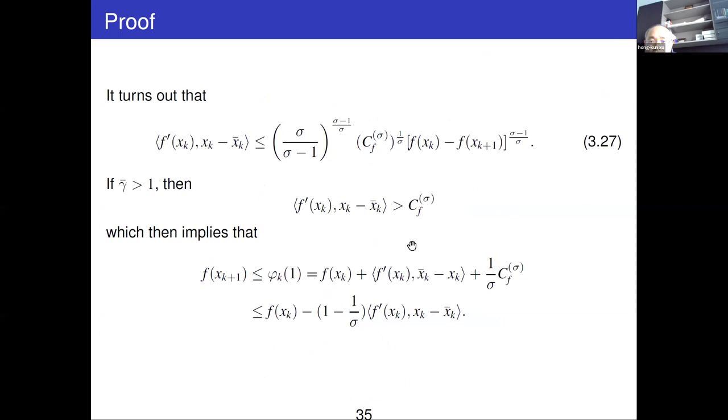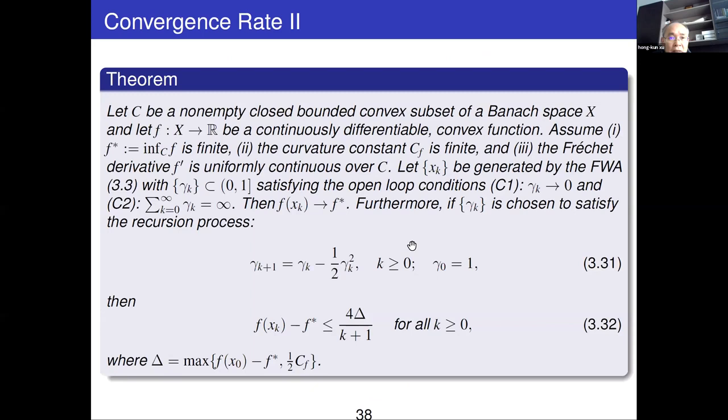Now how about the other way, the second way, where the step size is selected by the open loop way. This is a result proved previously with the condition of the curvature constant of C F.